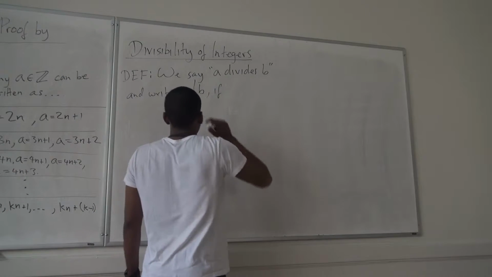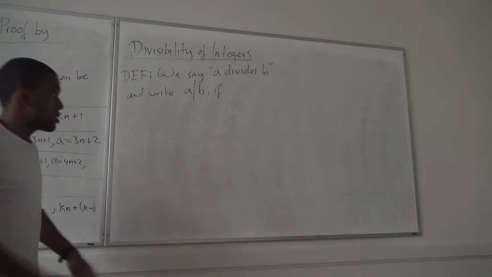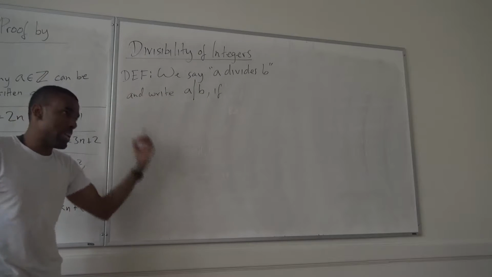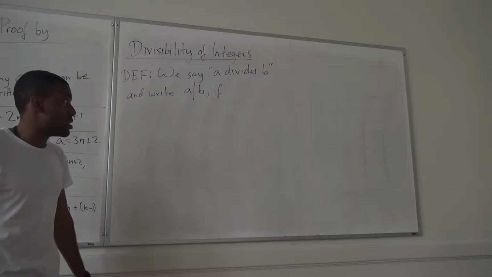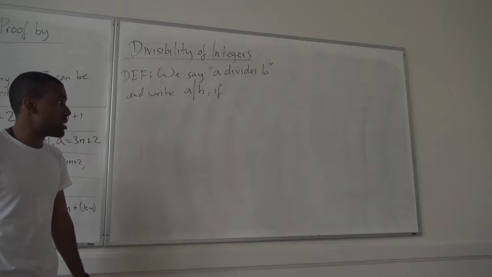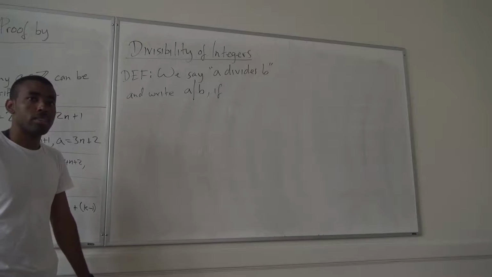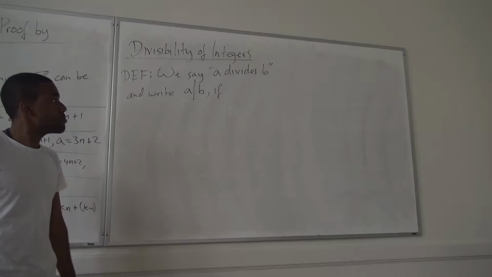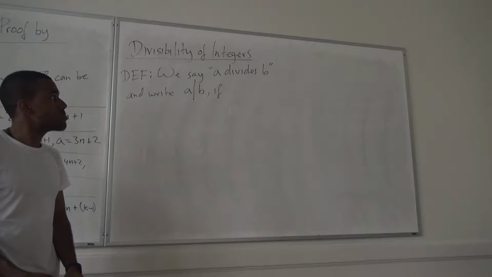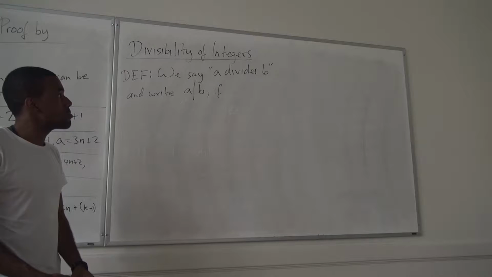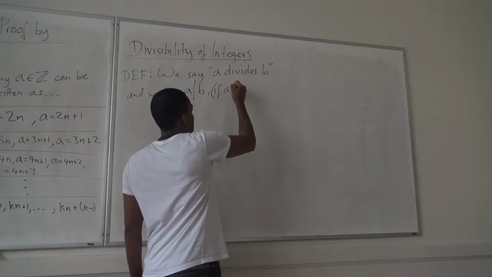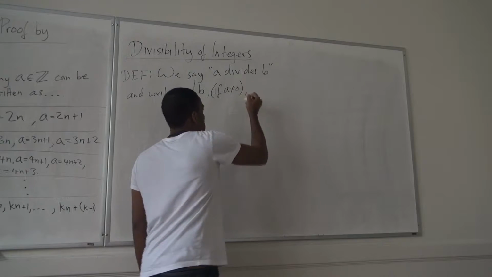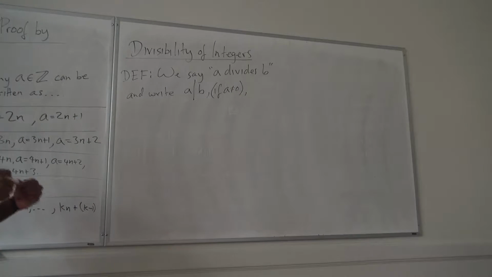What do you think it means? A divides B means A divides into B and there is no remainder. That's the idea that we want to capture. Can you describe that as an equation? Yes, we do need A not equal to 0, of course, because we can't divide by 0. But I need an expression.